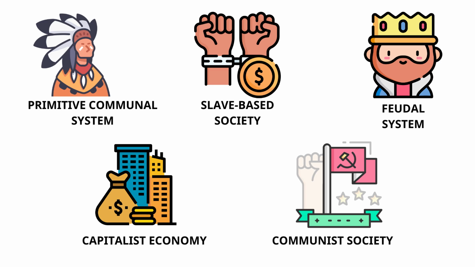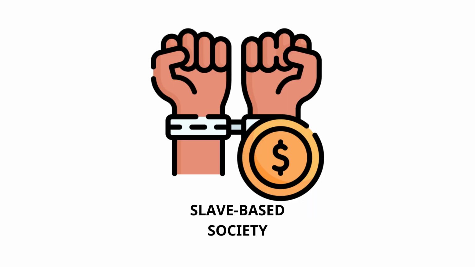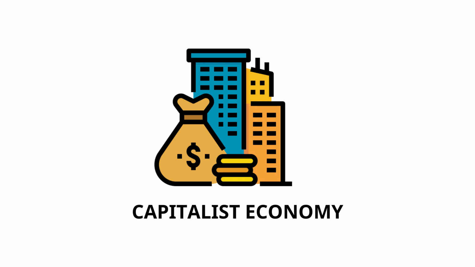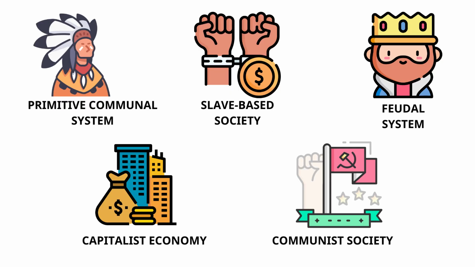Human societies have progressed through distinct economic stages, each reflecting unique production and distribution methods. 5 key phases are typically identified. 1. Primitive communal system. 2. Slave-based society. 3. Feudal system. 4. Capitalist economy. 5. Communist society. These stages mark significant shifts in production, social structures, and economic organization.